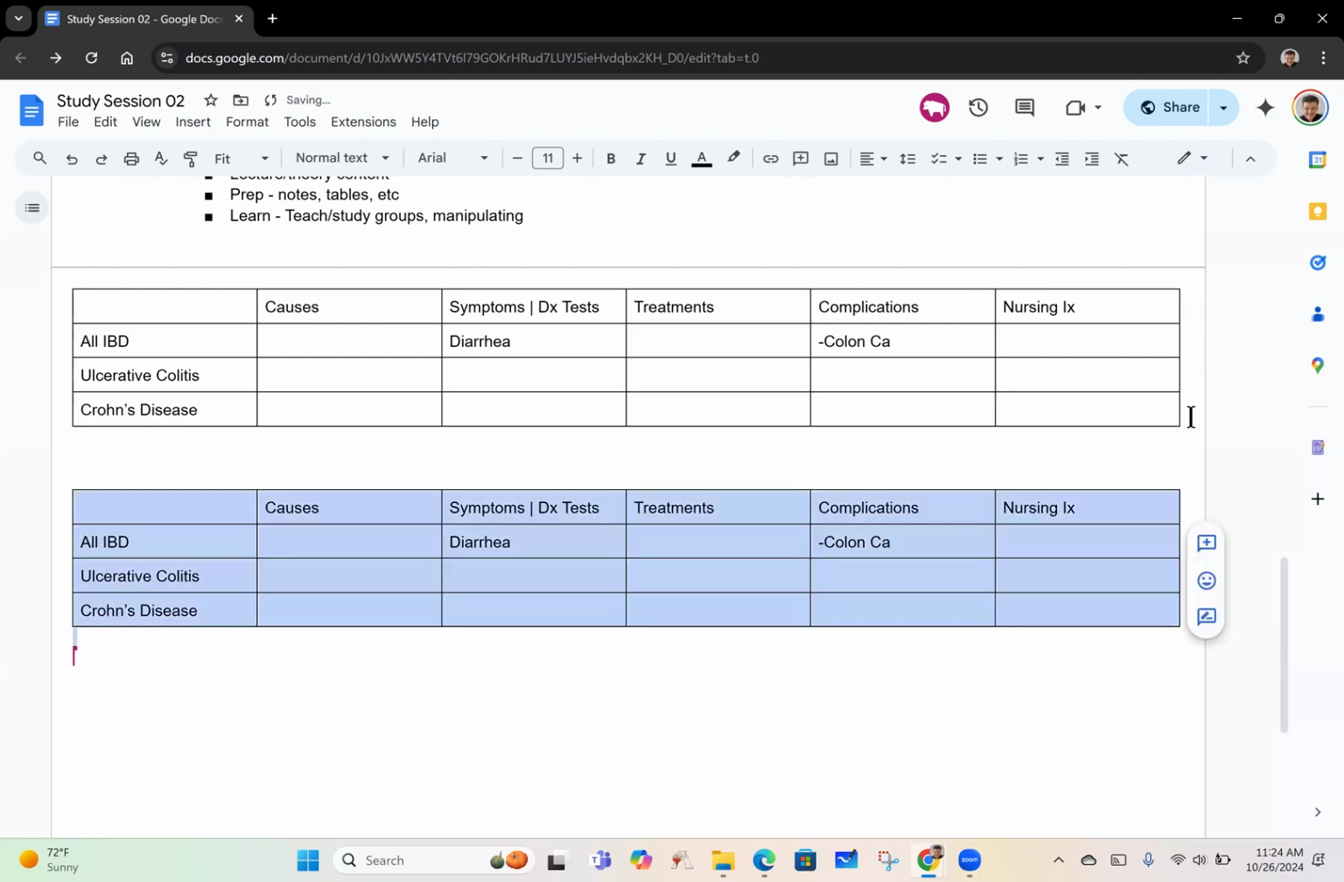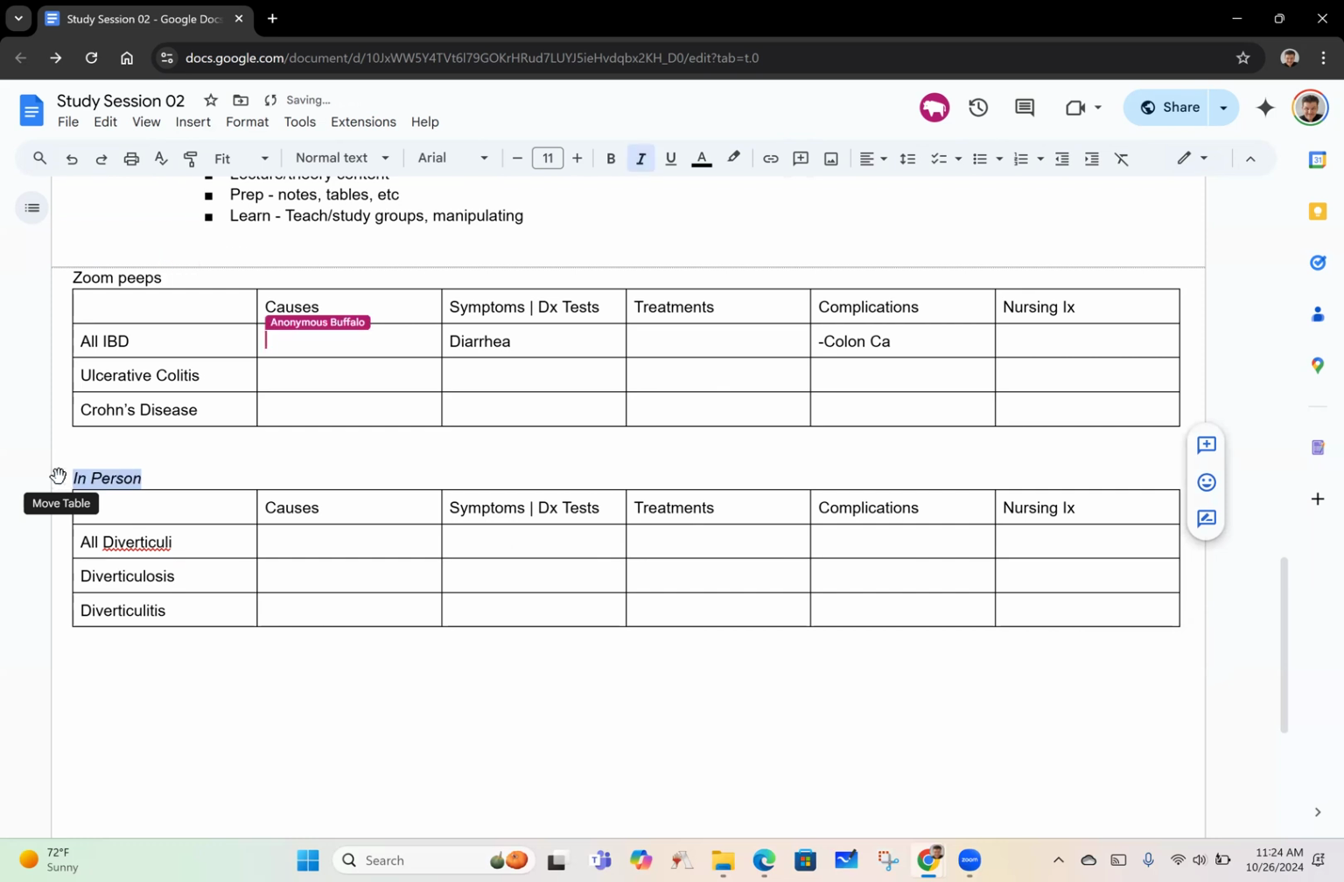And we will be doing all diverticuli. So we'll do this in person, right? In person, all diverticuli, and then diverticulosis, and then diverticulitis, right? And we'll fill this out. So you guys online will fill out the top one, and then in person we'll fill this one, and then we'll fill it in as well. Okay, nice Zoom peeps. All right, so let's get some blood flowing in our legs, lower our DVT risk.